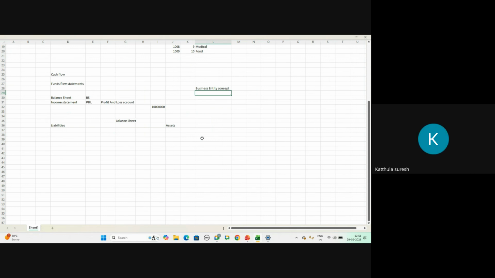See, fundamental accounting is a principle to start with, sir. That's why the business entity concept: the owner and the business are separate entities. Exactly. See, I am starting my business. My business is Confident IT Solution, right?